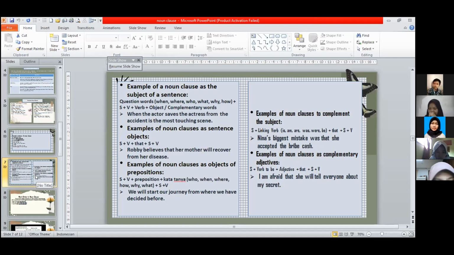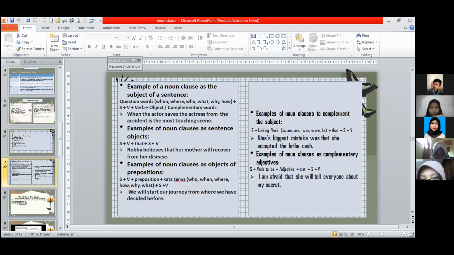Number three, example of noun clause as an object of preposition. We will start our journey from where we have decided before. In here we use the formula subject plus verb plus preposition plus question word where plus subject plus verb.